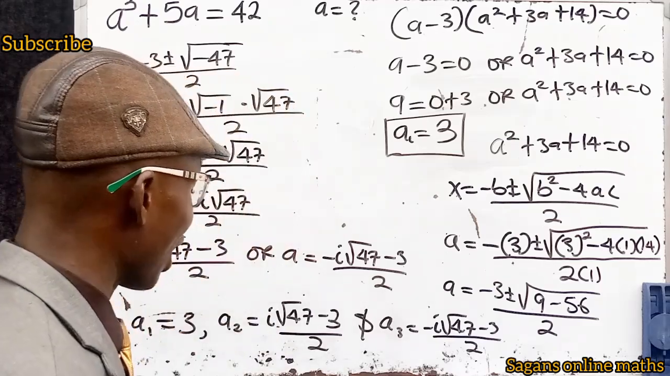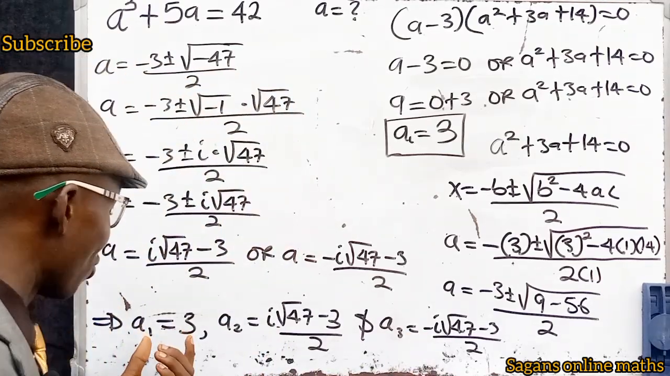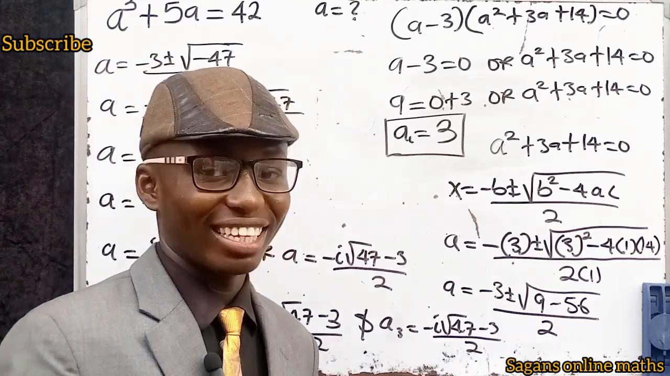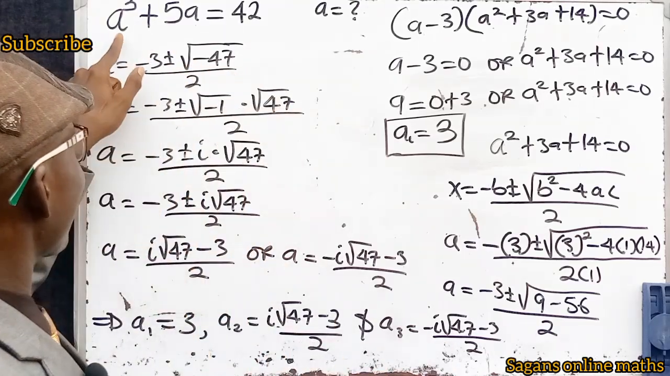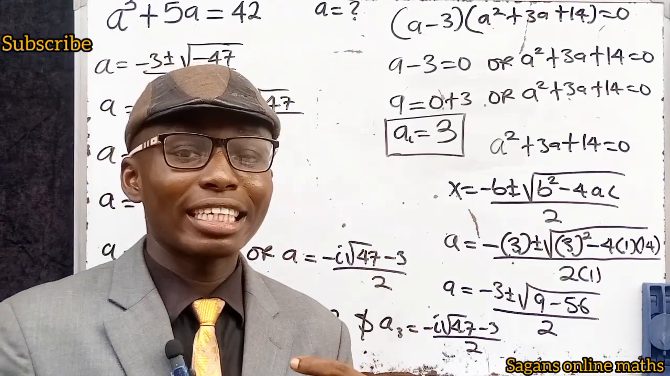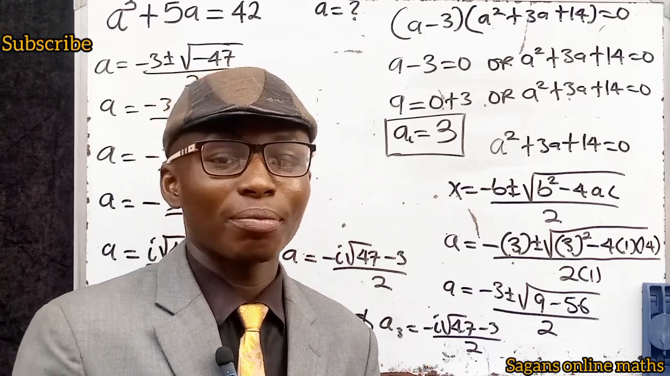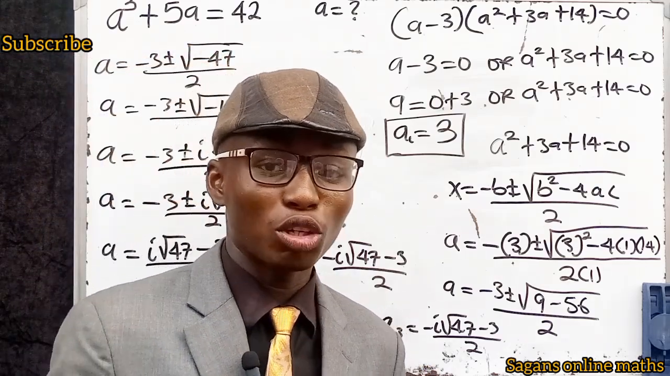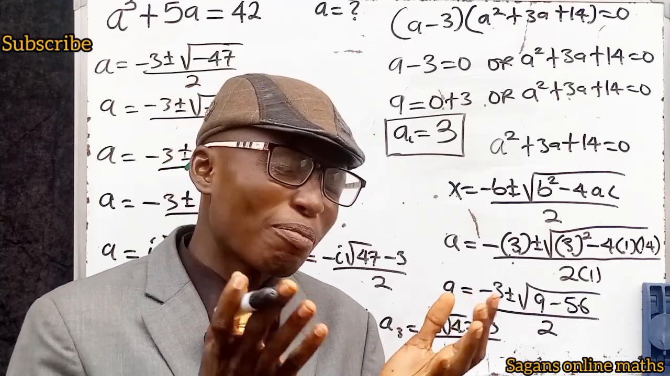Now you can see that these are complex, but when a is equal to 3, it satisfies this equation. Really, because 3 to the power of 3 simply means 3 times 3 is 9, 9 times 3 is 27. And 5 times 3 is 15. 15 plus 27 will give us 42. Can you see how simple and interesting it is?